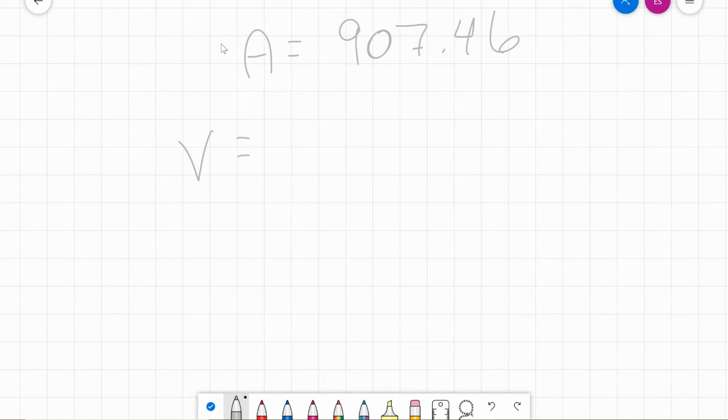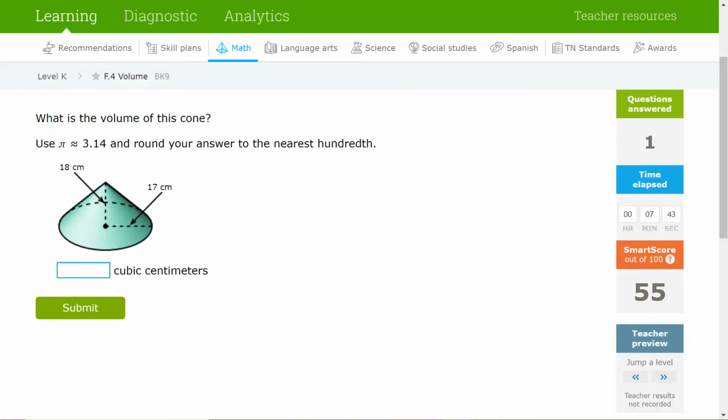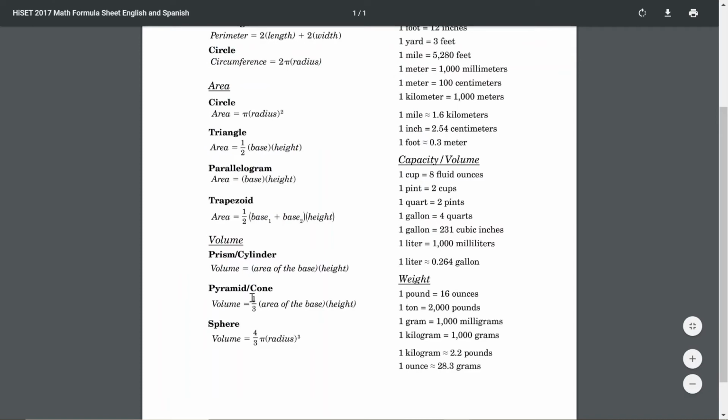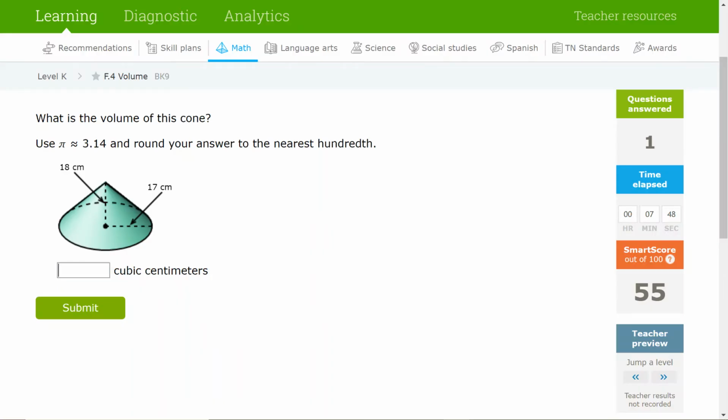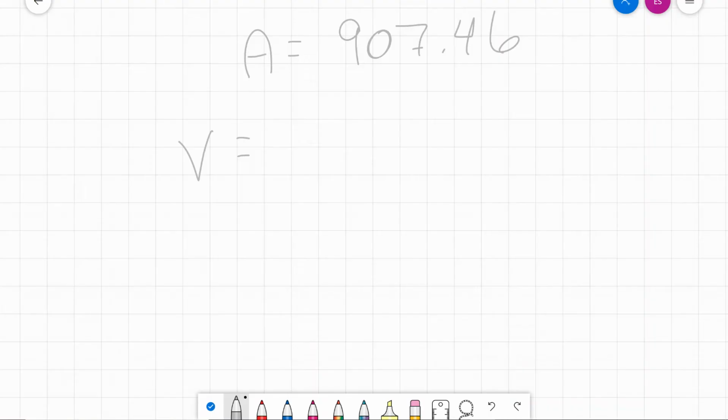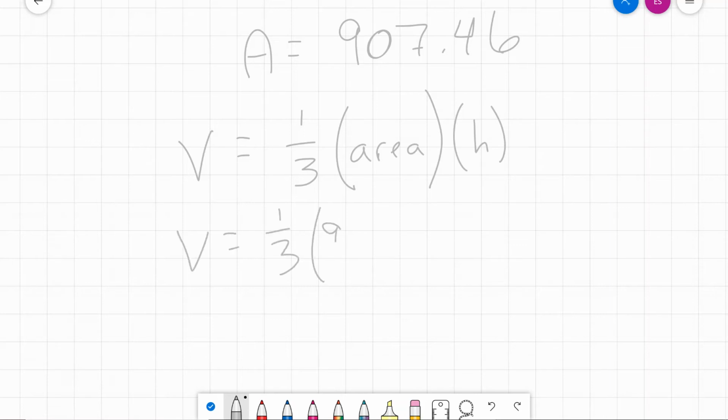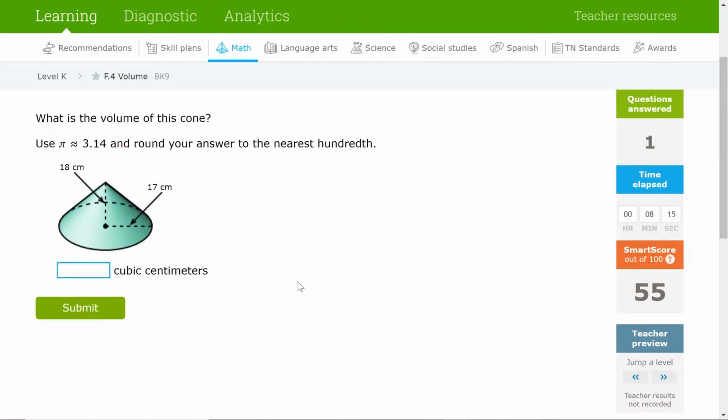Volume equals, let me just triple check to make sure I know my formula. For a cone, it's 1/3 times the area of the base times the height. So the volume is equal to 1/3 times this area that we just found. You have to be careful on one step or else you might mess up the next step. Times the height, which is 18 centimeters.